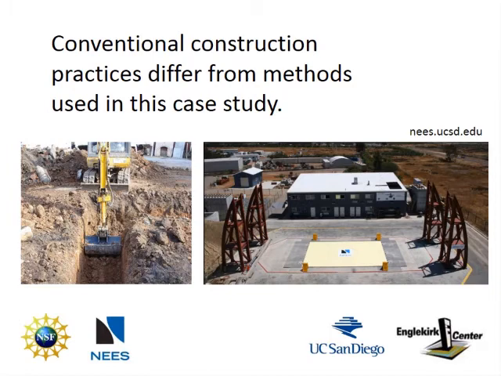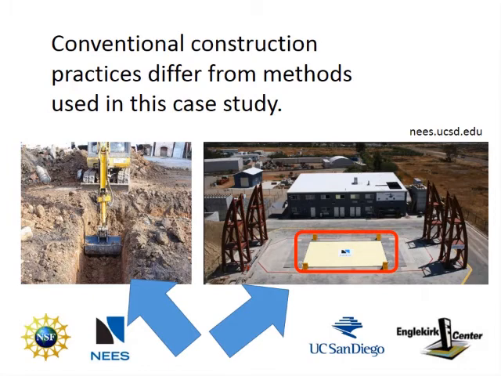One of the most apparent differences between the 5-storey building case study and footing construction in conventional buildings is that the test building was constructed directly on a shake table, also called a steel platen, rather than on the ground. This table, found at UCSD, is an outdoor shake table with a one-direction axial loading feature.